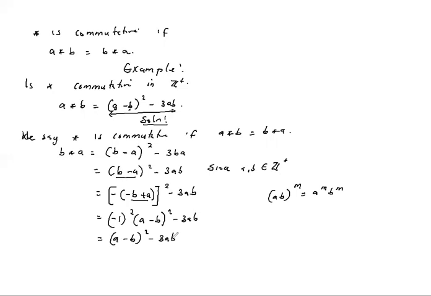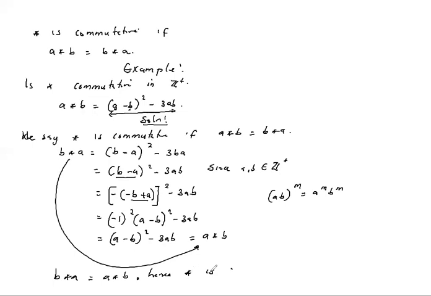So let's look at A star B. A star B is exactly what we have here. Remember, we started with what? We started with B star A. So now B star A is equal to A star B, hence star is commutative on this. So star is commutative.